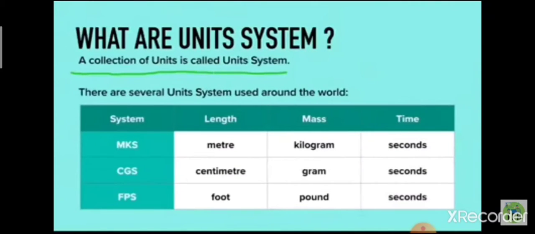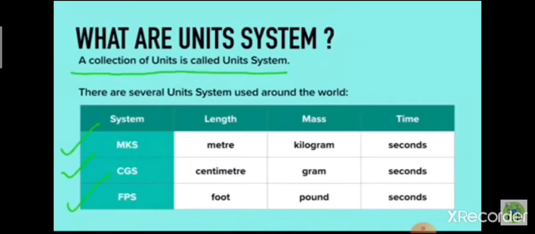The definition is: a collection of units is called a units system. It means that when all the units are collected together, they form a system, and that system is the units system. There are several unit systems used around the world. In different countries, different units are used. So according to that, we are going to study 3 main systems used in this world.